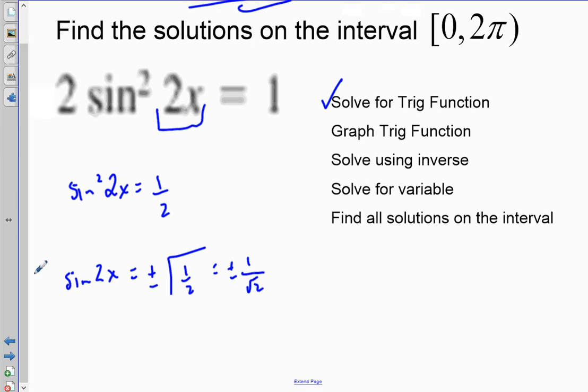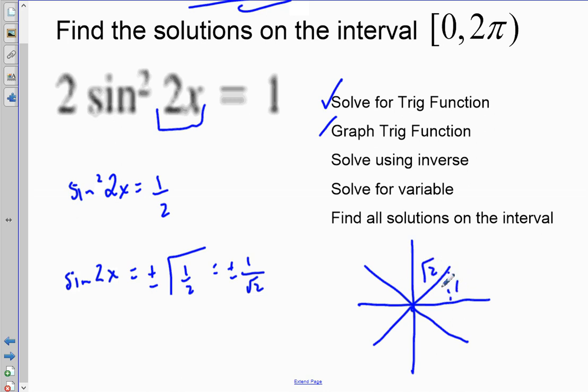Now, this, like all of our other ones, is a basic one, and we don't have to use a calculator because we can graph this to figure out our answer. We're talking about sine, and we're talking about square root of 2 over 2. Sine is positive in the first and also in the second quadrant, and it's negative in the third and fourth. And so we have our 1, 2, 3, 4 answers: 1 over radical 2, 1 over radical 2, negative 1 over radical 2, and negative 1 over radical 2.